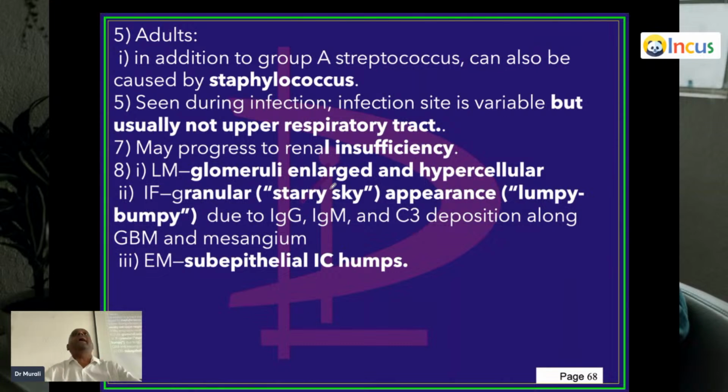So what do you see in light microscopy? Post-streptococcal glomerulonephritis will lead to hypercellularity and enlarged glomeruli. And if you do immunofluorescence, what will you see? All those immune complexes which got deposited will lead to a starry sky appearance.